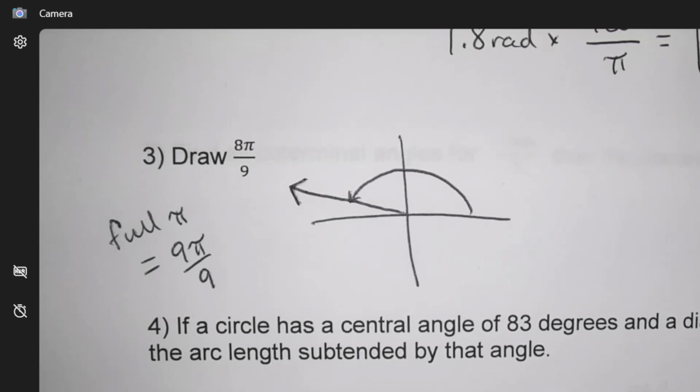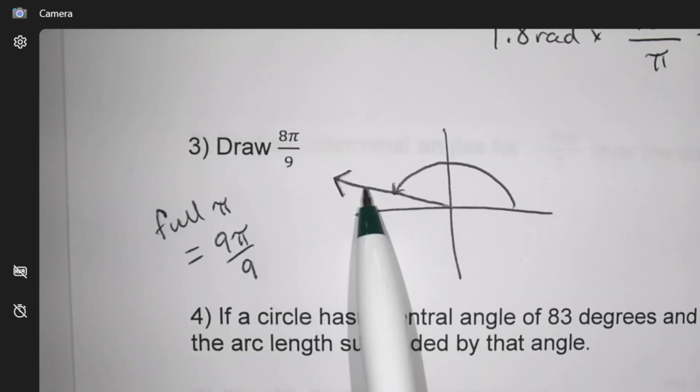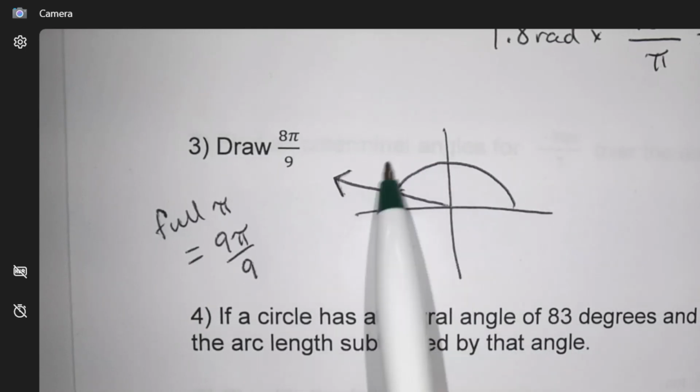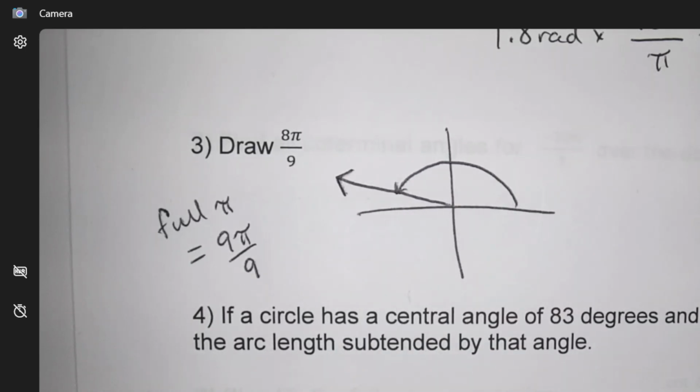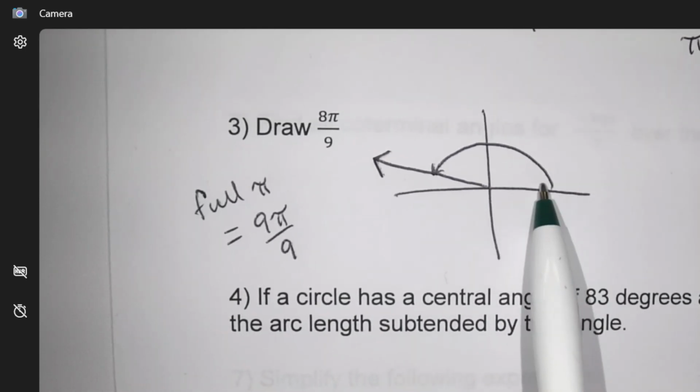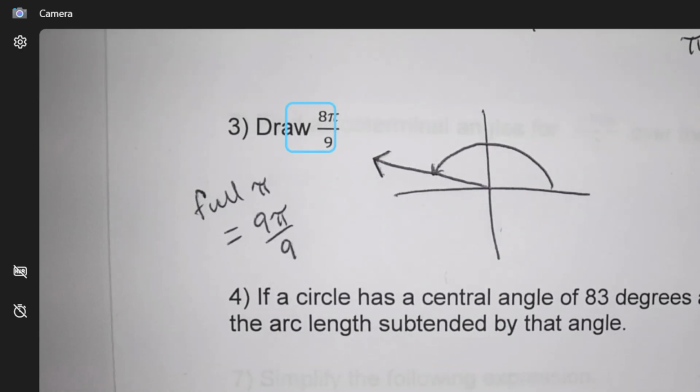Okay, does that make sense? I need to see how did you get there? Because there's lots of ways to get there. I could have gone backwards. I could have done multiple rotations. Okay, so make sure you draw me the rotation and the arm.